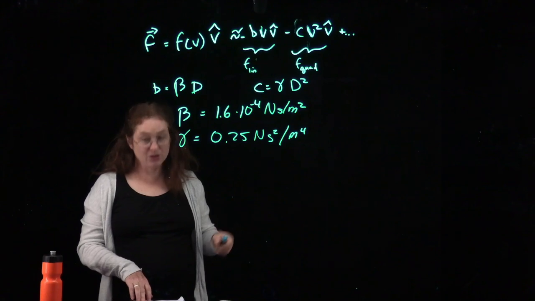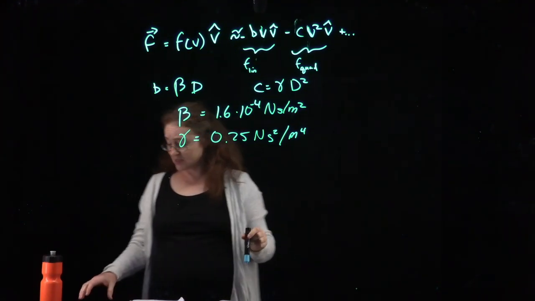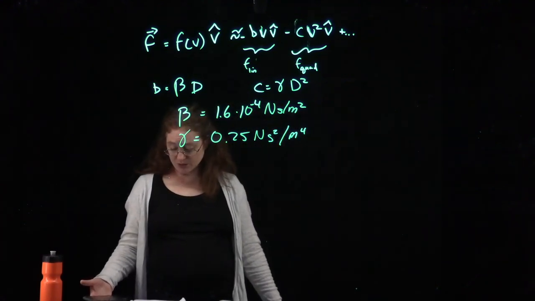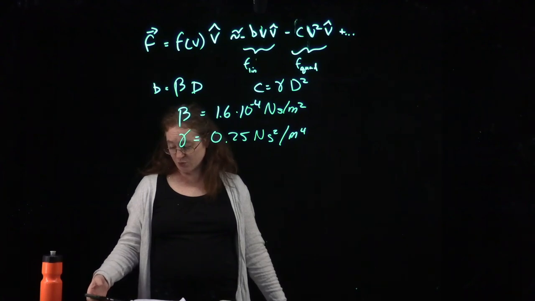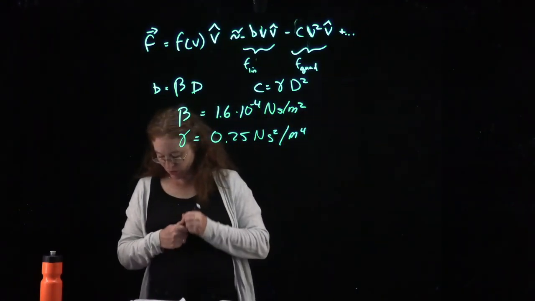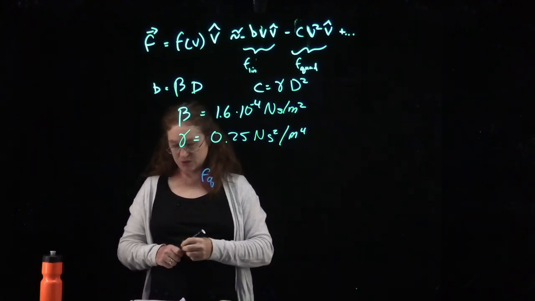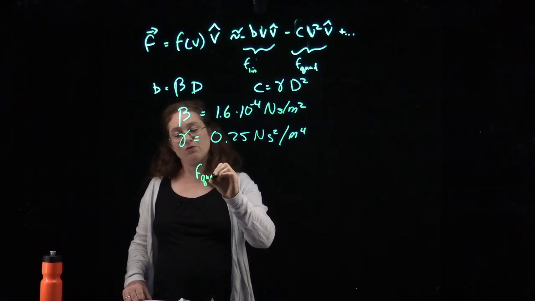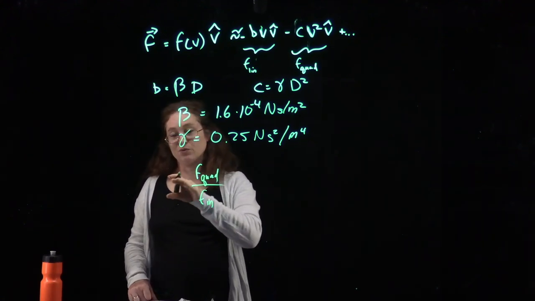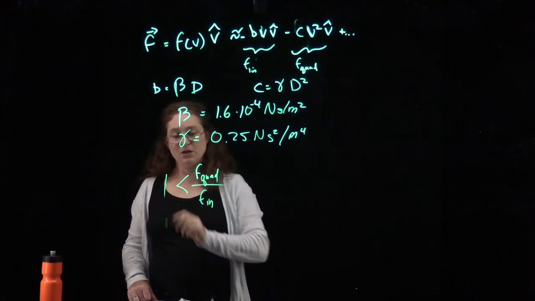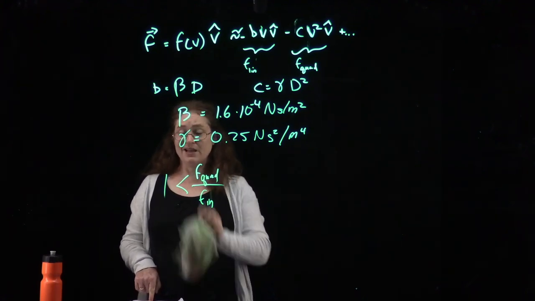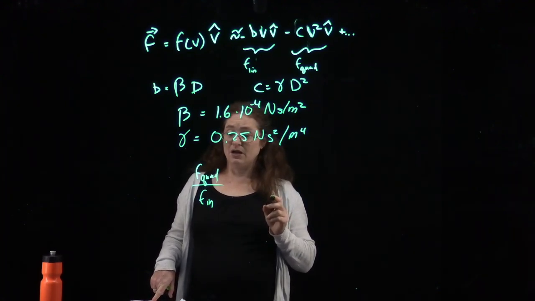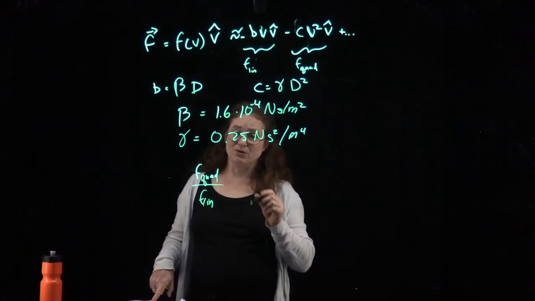All right, and then usually, in the cases that we are going to cover in this class, we're going to be able to neglect one term or the other, either the quadratic term or the linear term. To figure out which one, we're going to look at the ratio of the quadratic force to the linear force. When this is greater than 1, we have to worry about the quadratic term. When it is less than 1, we have to worry about the linear term. When it's close to 1, we have to worry about both. When it is much less than 1, we can neglect the quadratic term, and when it's much greater than 1, we worry about the quadratic term.